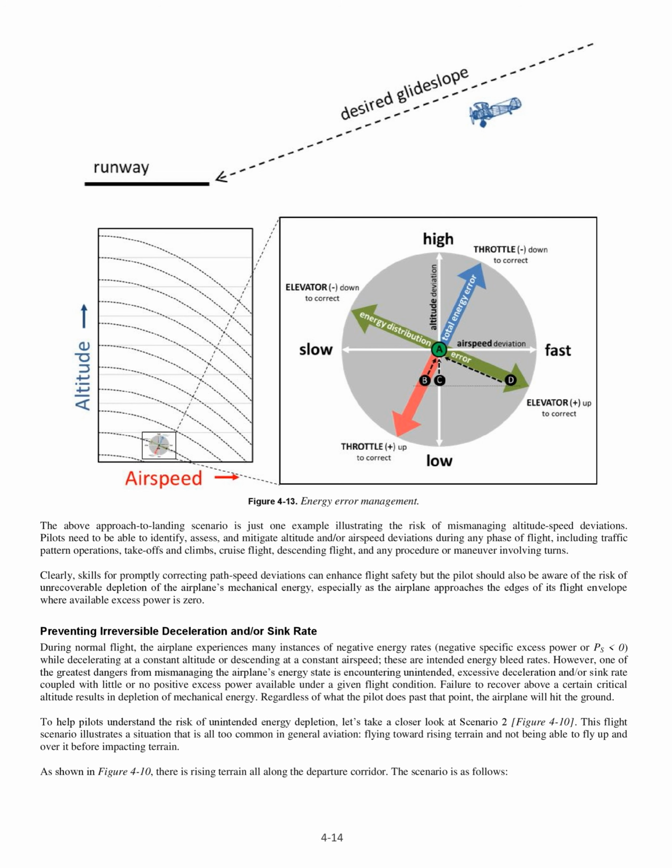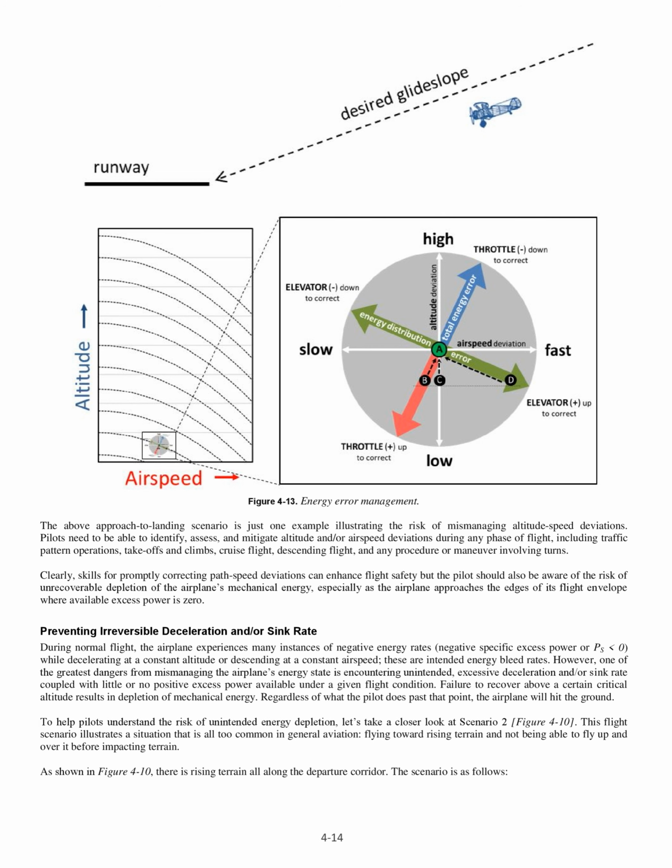Preventing irreversible deceleration and/or sink rate. During normal flight, the airplane experiences many instances of negative energy rates, negative specific excess power or Ps less than zero, while decelerating at a constant altitude or descending at a constant airspeed. These are intended energy bleed rates. However, one of the greatest dangers from mismanaging the airplane's energy state is encountering unintended, excessive deceleration and/or sink rate coupled with little or no positive excess power available under a given flight condition. Failure to recover above a certain critical altitude results in depletion of mechanical energy. Regardless of what the pilot does past that point, the airplane will hit the ground.